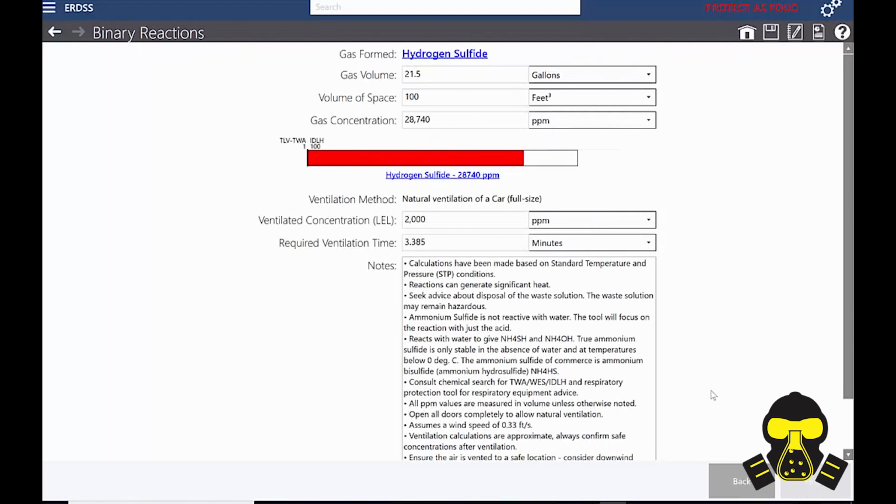So one thing I didn't show you repeatedly were all these notes. Ammonium sulfide is not reactive with water, so the tool is going to focus on just the acid. Here are the things that it makes as products. True ammonium sulfide is only stable in the absence of water and at temperatures below 0. So there are all kinds of truths, tricks, and information down below for you to learn from.